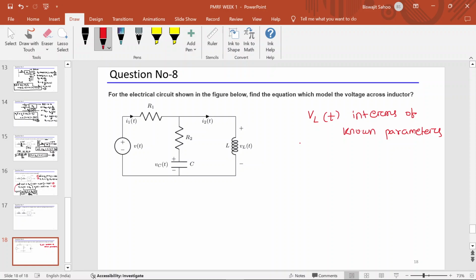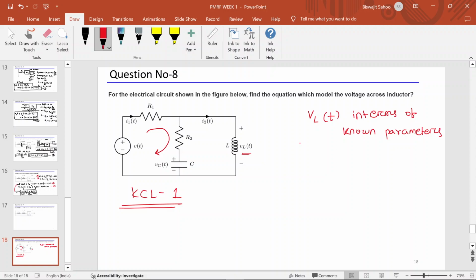So how to solve this question? You need to apply KVL at loop 1, another KVL at loop 2, and find the voltage across the inductor. So let me write the KVL for loop 1. This is a simple approach. Whenever writing the equation, follow the convention very carefully.